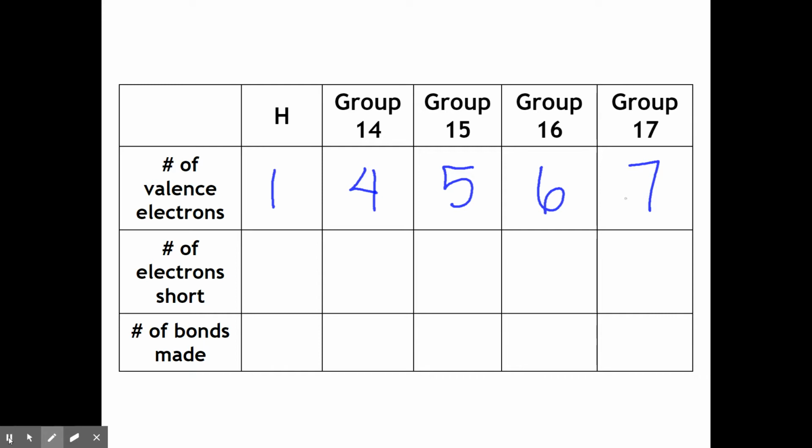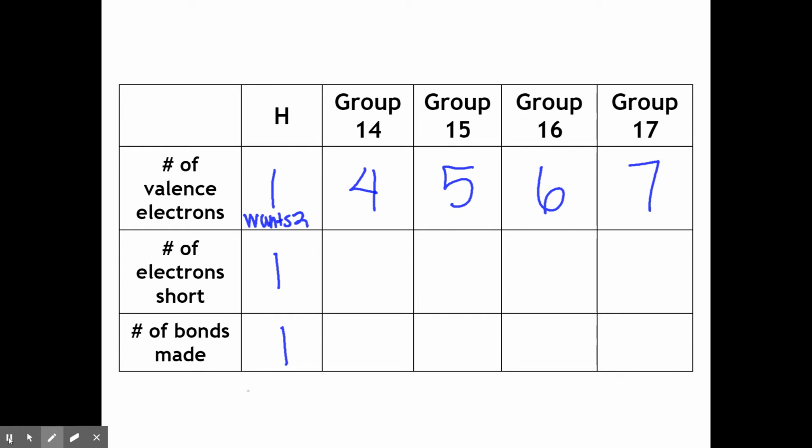Now, we have talked about the octet rule before, and that most things want 8 electrons. That applies to everything except for hydrogen and helium. So hydrogen wants 2 because that's our full outer shell is 2. So they are 1 electron short and therefore will form 1 bond.